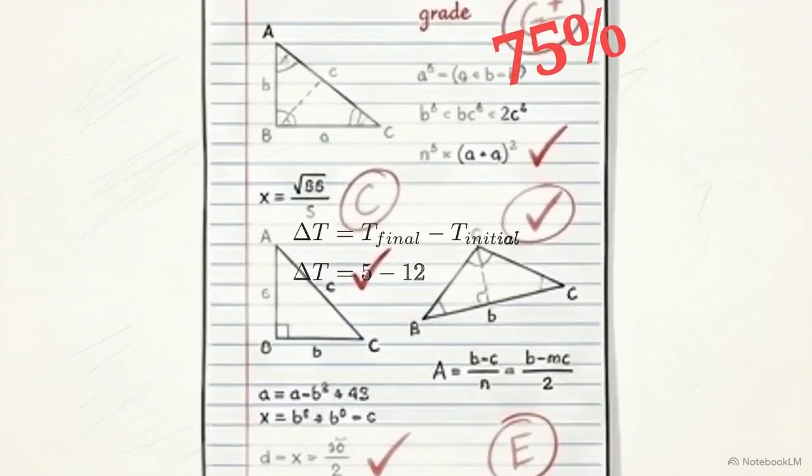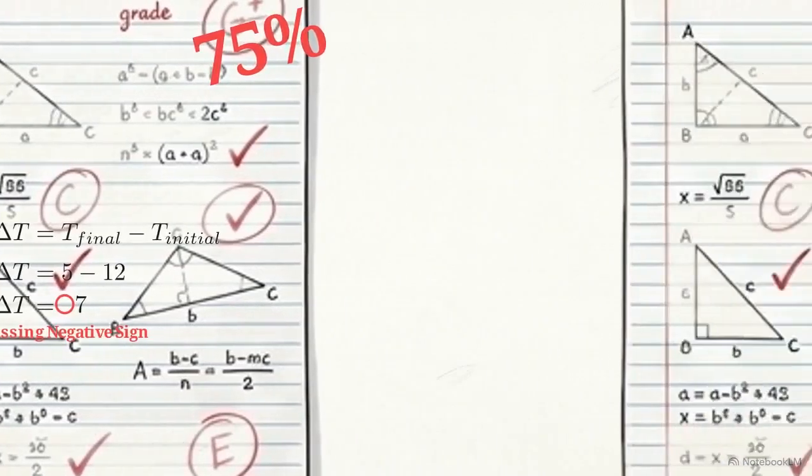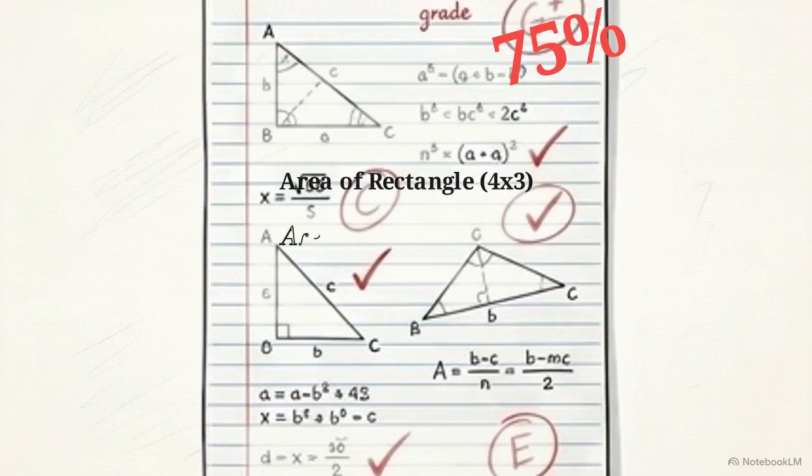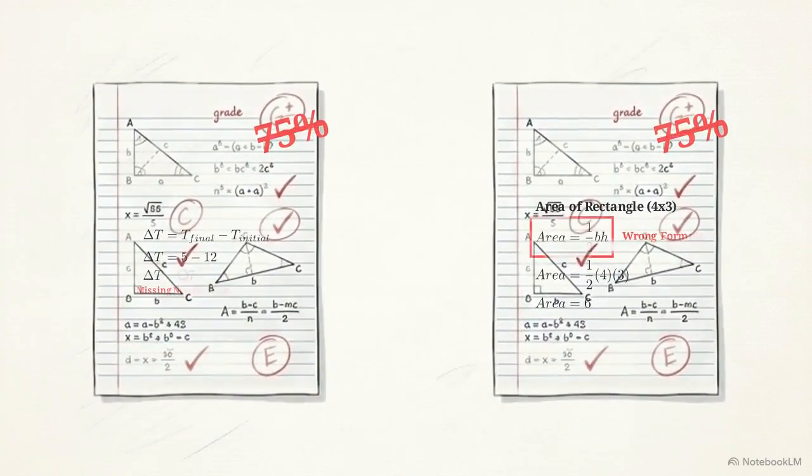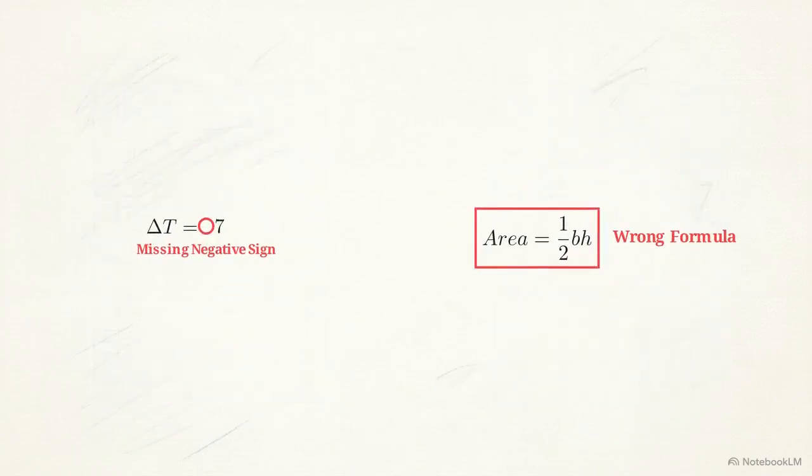The first student applied the correct formula perfectly, but dropped a negative sign in the final step. The second student performed the arithmetic flawlessly, but selected entirely the wrong mathematical formula for the problem. The percentage tells us how many points they earned. It completely obscures what they did wrong and why they did it.